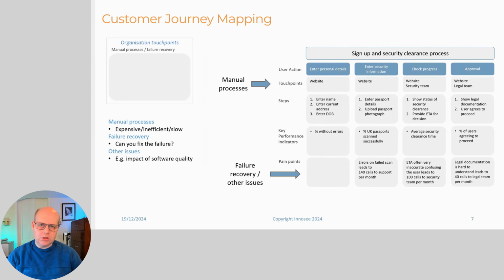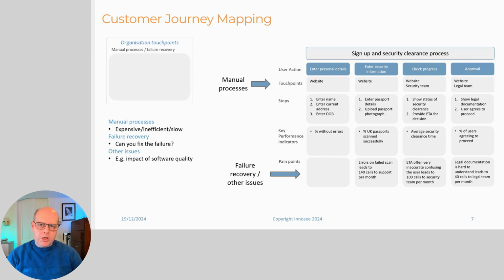You don't have to do this if you don't have a particularly important area of the system. For example, in this case, we want to understand how long it takes to check progress for security. You may wish to add key performance indicators to these. And then at the bottom, you can see the pain points where you can record what's gone wrong.